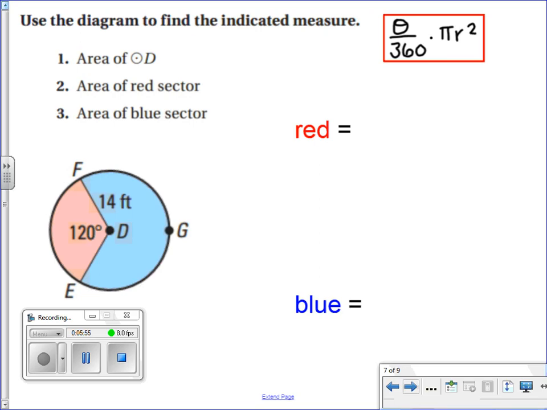In the next problem here, there are 3 things we want to find. First, we're going to find the area of circle D. So remember, area is equal to pi r squared. Well, if we look at the picture, we see that the radius is 14. So pi times 14, I'm going to square that, and I get 615.75.